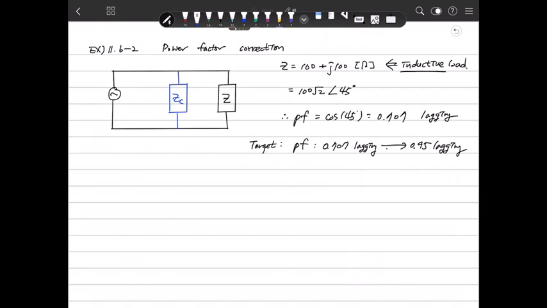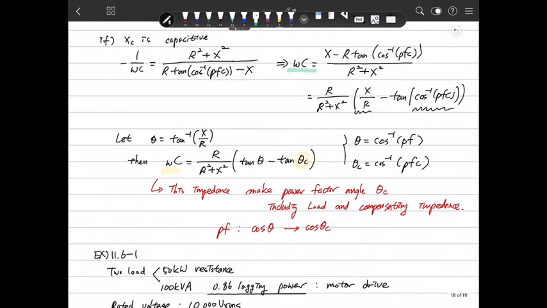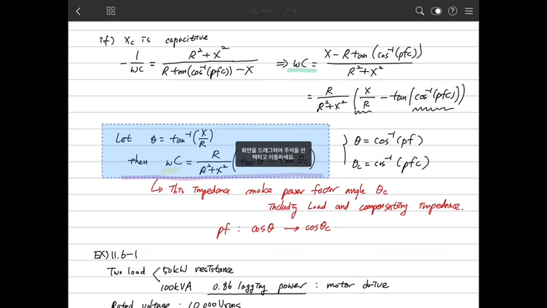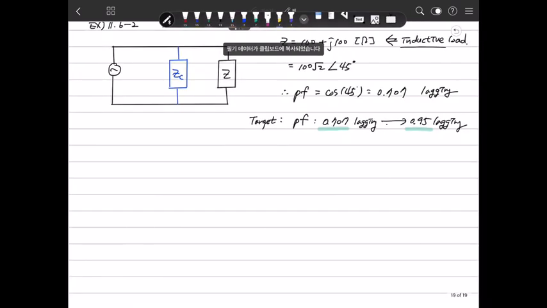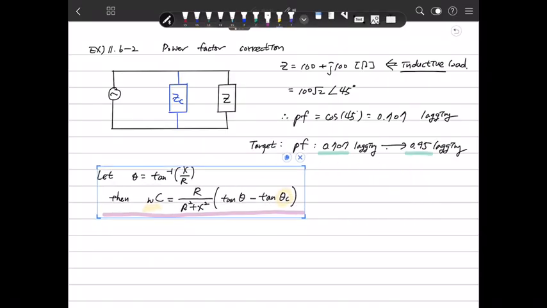So the question is, how much do we have to add with the GEC to improve the power factor from 0.707 to 0.95? So we already know about that. How can you do that? That's your question. We have to do it here.